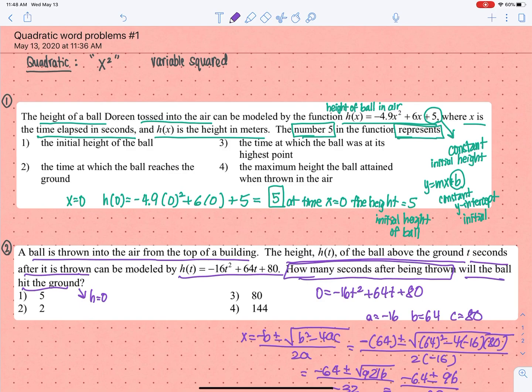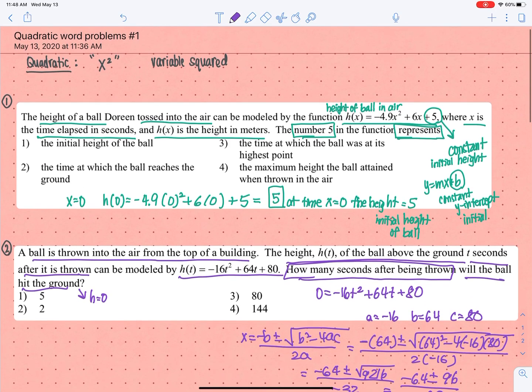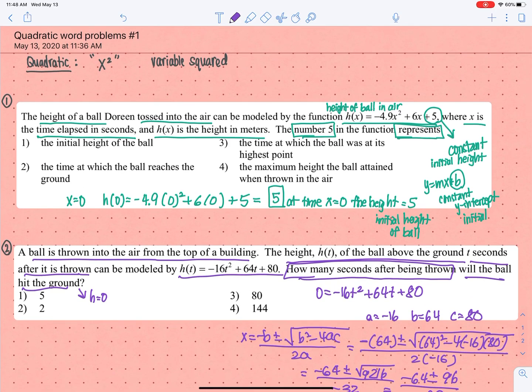Right now we're going to look at two word problems dealing with quadratic equations. Before we begin, just a quick review on some vocabulary words. Anytime we see the word quadratic, it's referring to something in the format of x squared or variable squared. So anything with a variable squared or an x squared, we call this a quadratic. These two word problems have to deal with quadratic equations. Let's look at the first example.